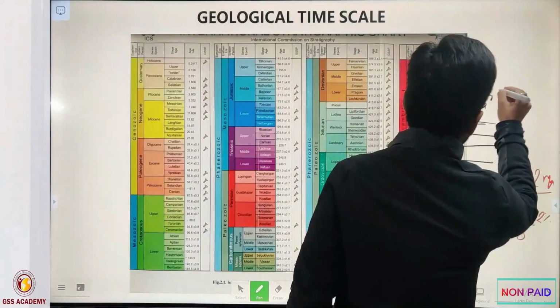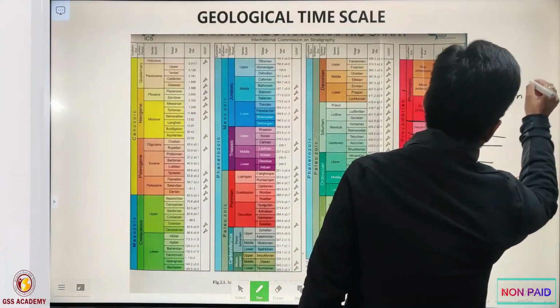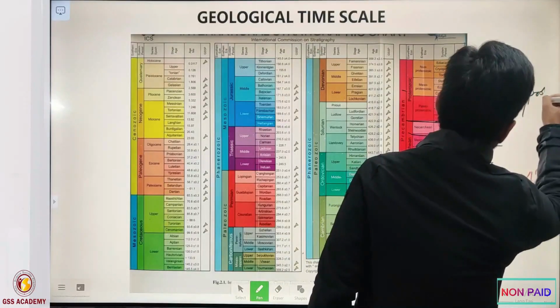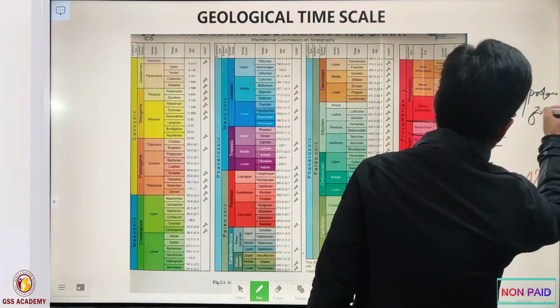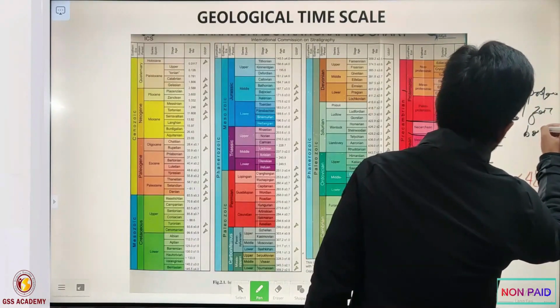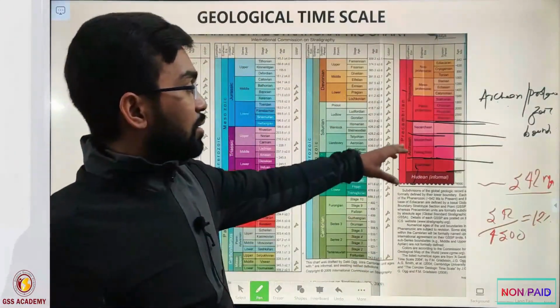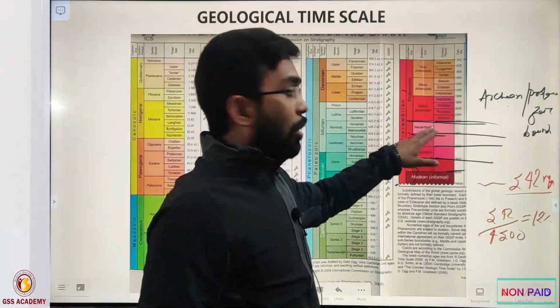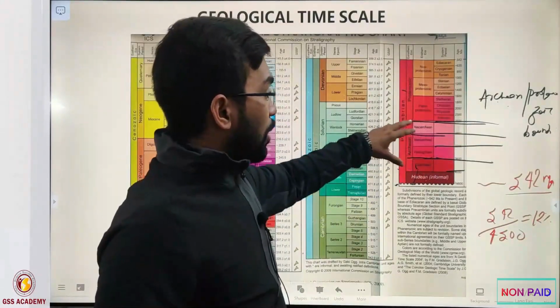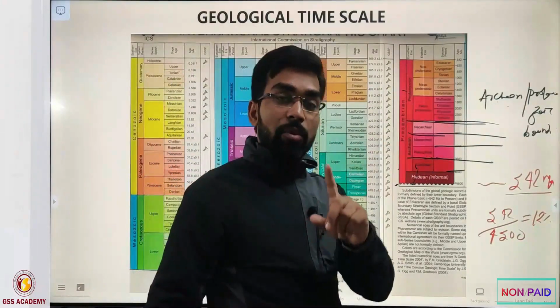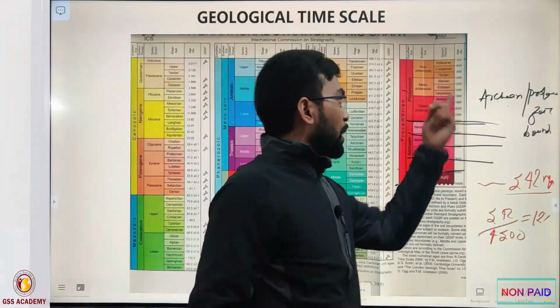These boundaries are very important, from Neoarchean, that means the Archean-Proterozoic boundary. Sometimes in questions they ask you the age of the Archean-Proterozoic boundary. So the age of the Archean-Proterozoic boundary is 2,500.